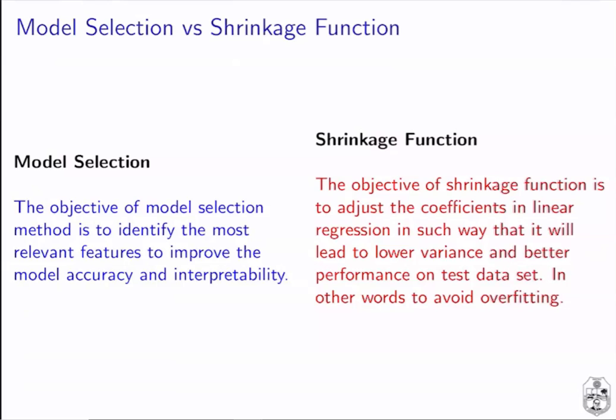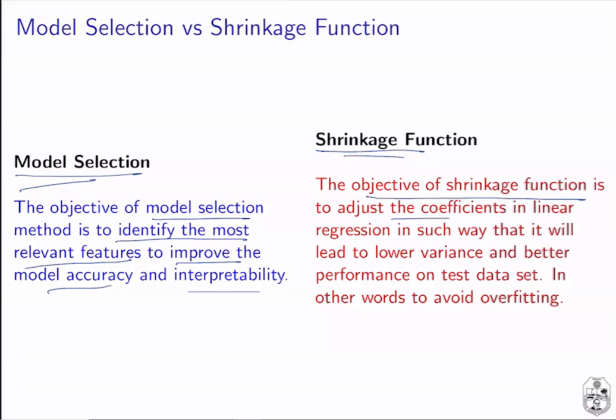And the difference between model selection and the shrinkage method is that the objective of model selection is to identify the most relevant features to improve the model accuracy and interpretability. Interpretability means that we want to reduce the number of features that we are using in the model building process. The objective of the shrinkage method is to adjust the coefficients in linear regression in such a way that it leads to lower variance and better performance on the test dataset, or in other words, to avoid overfitting. So this is the difference between model selection and the shrinkage methods.